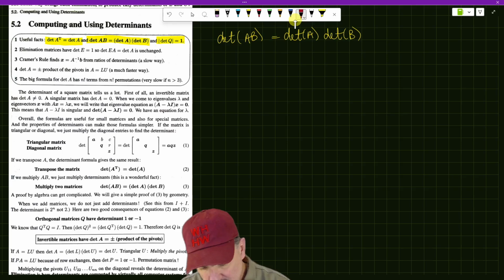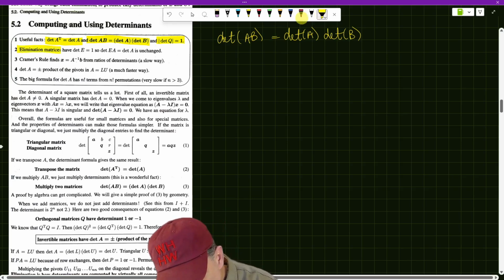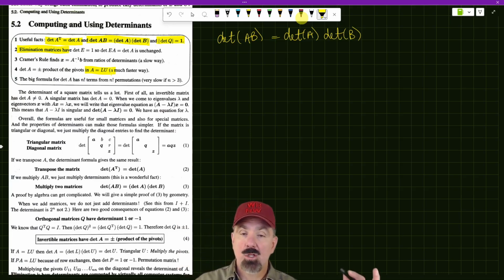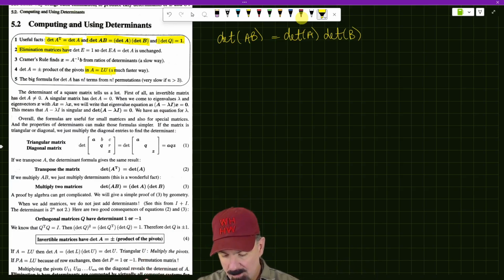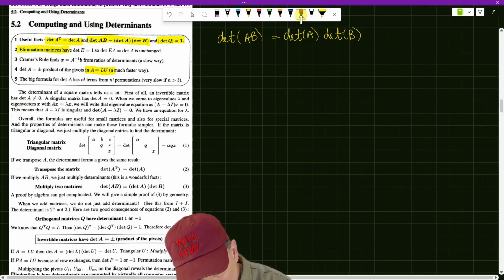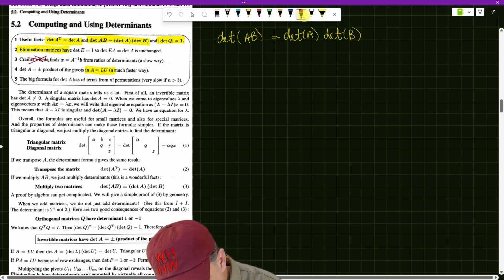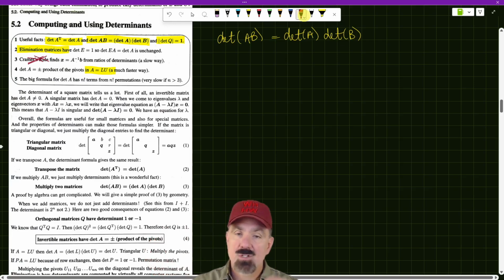So we're also then going to look at the idea of the elimination matrices as well as the LU decomposition. So remember, LU and Gaussian elimination, these two things are one and the same. So we'll talk a little bit about both of those. And then what we're not going to discuss is Cramer's rule. So we have no interest in Cramer's rule.